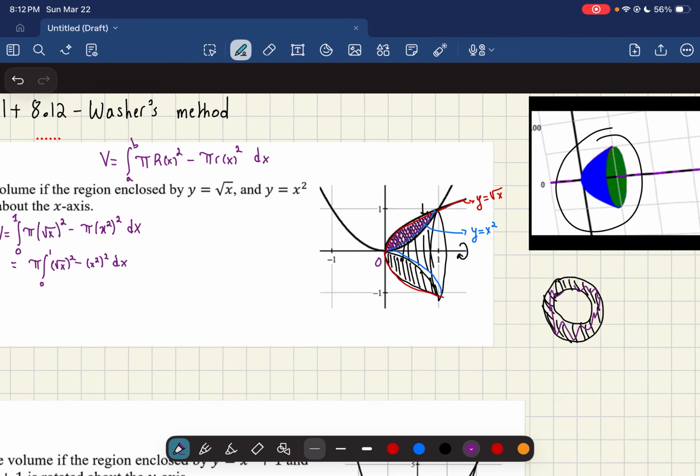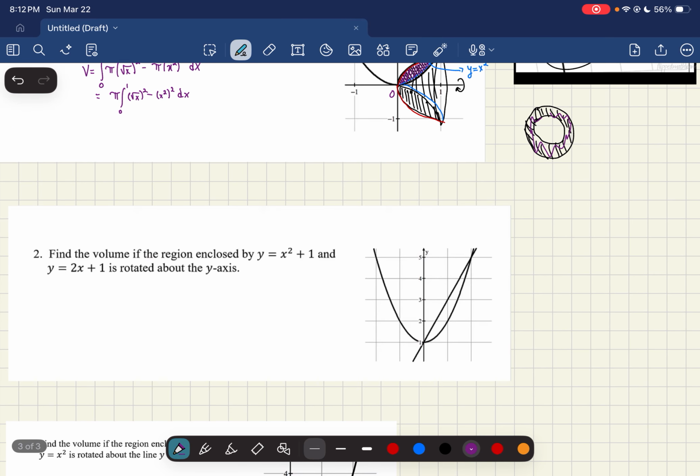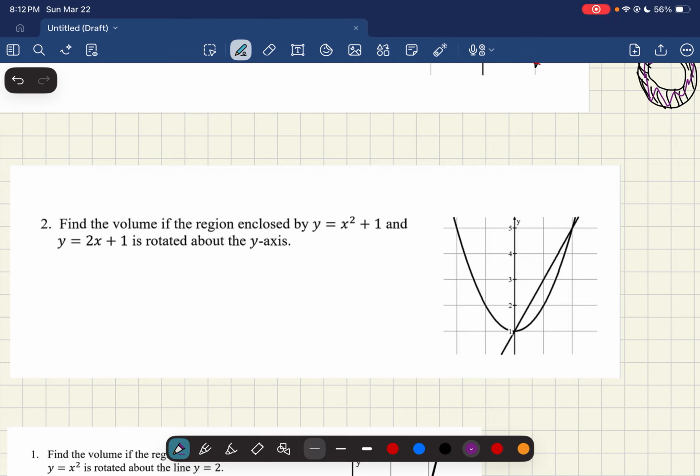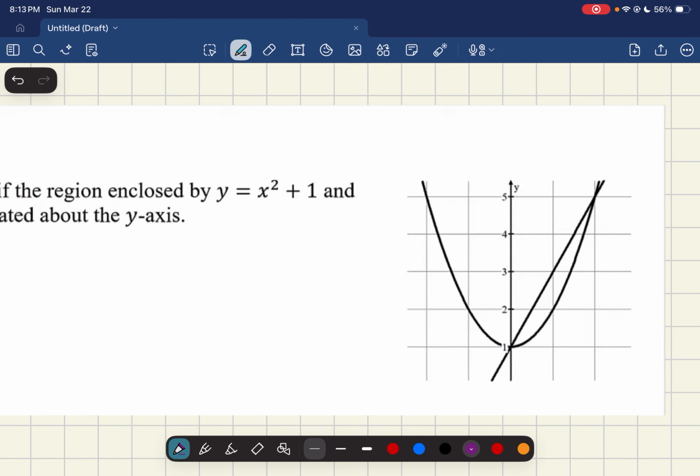Now, in the second question, we're doing the exact same thing, but instead of rotating around the x-axis, we're rotating around the y-axis. Since we're rotating this solid around the y-axis, it's going to rotate over here, and we're going to get something that looks like this, and then it's going to create this shape over here.